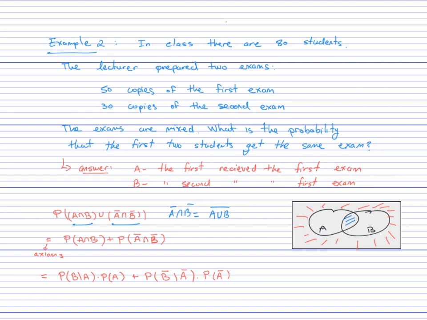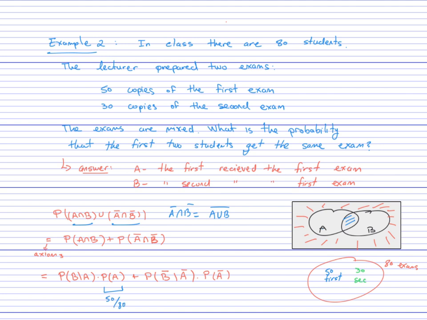Great, now we need to figure out what those probabilities are. Okay, so let's start with the probability of A. So we know that there are 80 exams in total. 50 belong to the first copy, so 50 of the first, and we have 30 of the second one. Okay, so if I ask you what is the probability of A, that means what is the probability of getting the first exam? So 50 over 80.